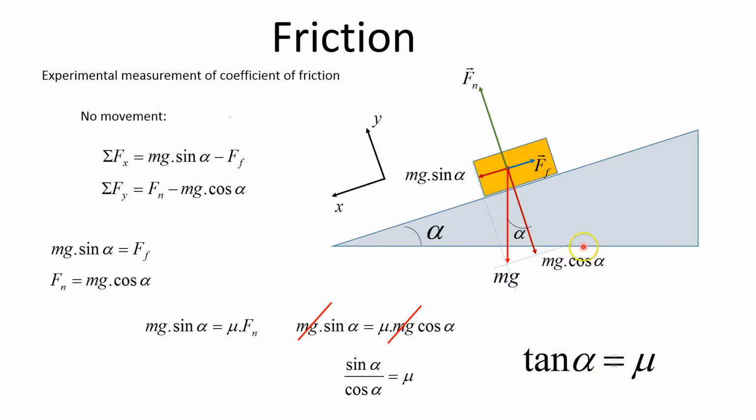So you can do in fact a simple experiment. Just take an object and a surface, bring the surface up, and at the moment of just sliding, you know that the tangent of that incline equals the static coefficient of friction. When the object is sliding down with a constant speed, if you can observe that, at that moment tangent alpha would be equal to the kinetic coefficient of friction.